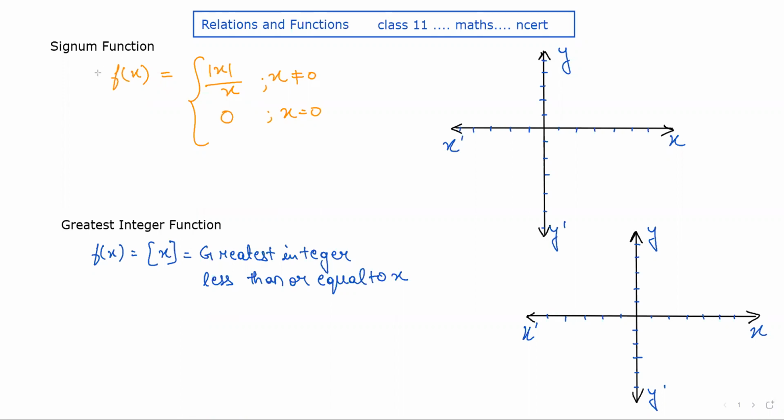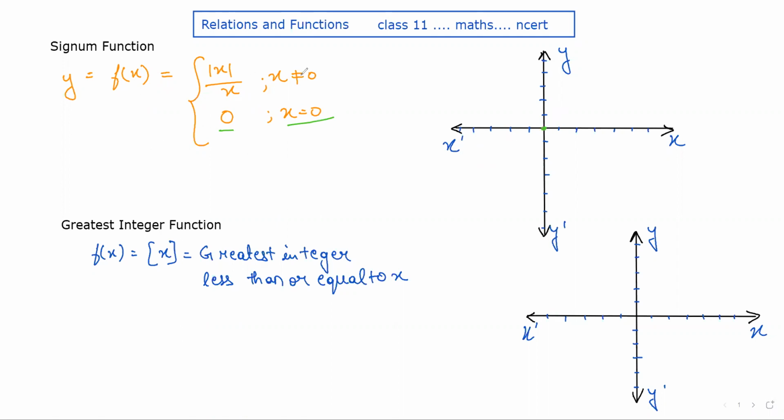Now, what is a signum function? A signum function is usually defined as f(x) = |x|/x for x not equal to 0, and f(x) = 0 for x equal to 0. That means if you place the value of x as any value except 0, you can place it over here and get a specific value of y. But if you place x equal to 0, you'll get the value 0. So for x equal to 0, y is equal to 0.